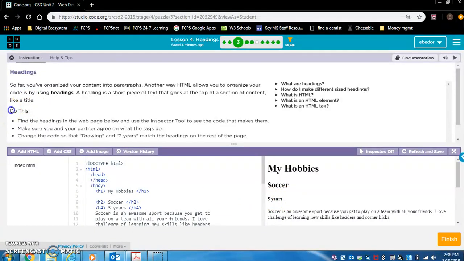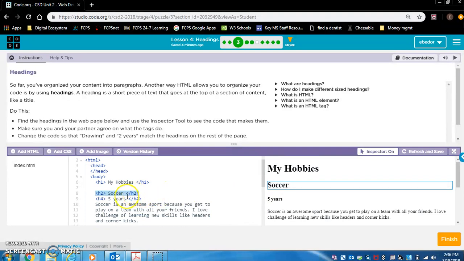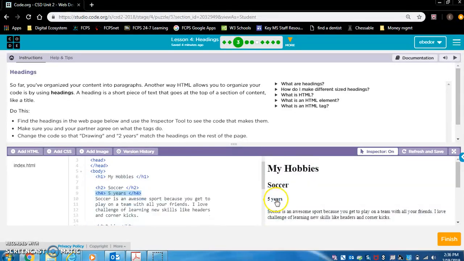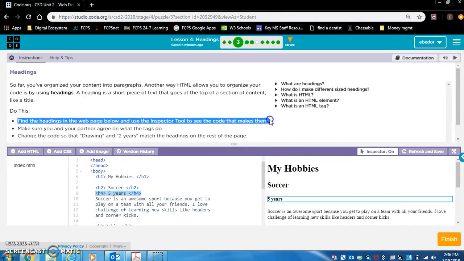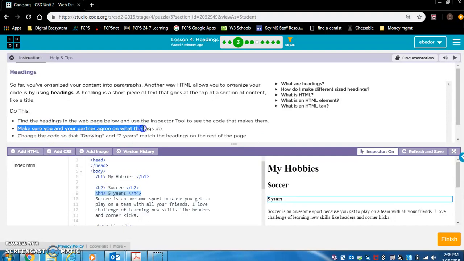So let's look at what they want us to do. Find the headings in the web page below and use the inspector tool to see the code that makes them. So remember, here's the inspector tool. If I turn that on and I go here, it shows us the code over here. That's using H1 tags. So let's look at soccer. That's using H2 tags. And then 5 years, that's using H4 tags. Okay, so we read this direction. Now let's move on to the second one. Make sure you and your partner agree on what the tags do.